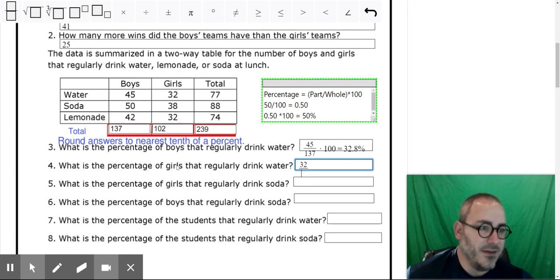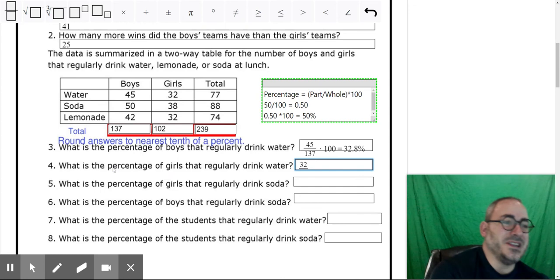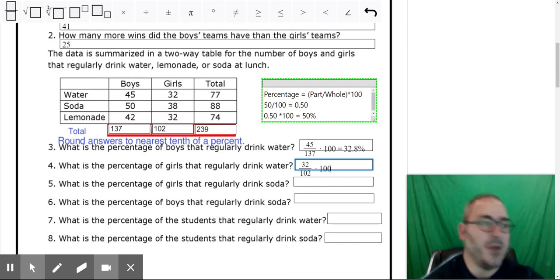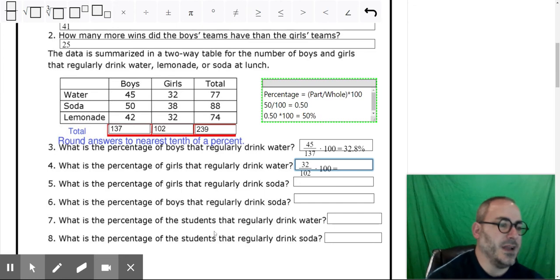My whole is of girls, right? What is the percentage of girls that regularly drink water? So the part is the girls that regularly drink water, and the whole is the total number of girls. My total girls was 102. So I've got to multiply this by 100, and then I go to my calculator.